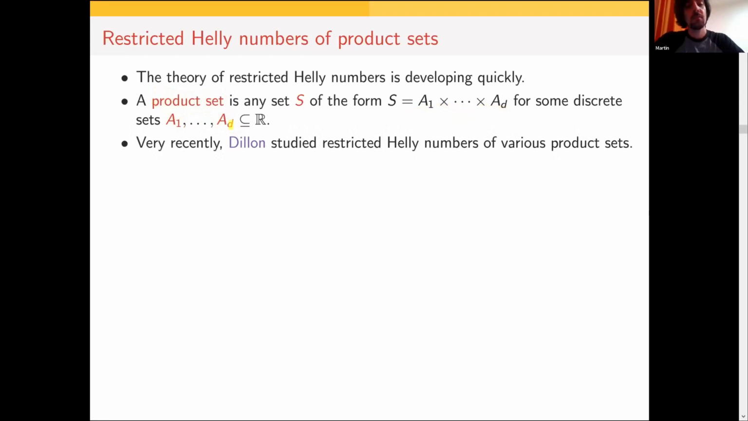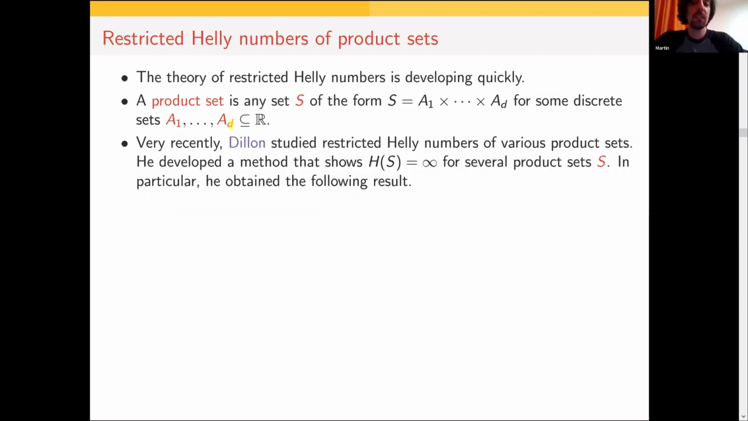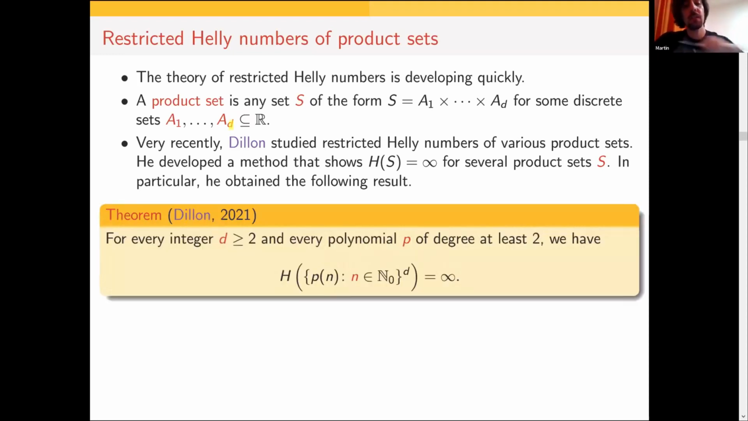Now, Dillon quite recently studied restricted Helly numbers of various product sets, and he developed a method which shows that the Helly numbers of various product sets are infinite. His method, for example, yields the following result. He showed that if we have a product set where the coordinates are determined by some polynomial of degree at least 2, then the Helly number of such product sets is infinite. So he found arbitrarily large empty polygons in such product sets.